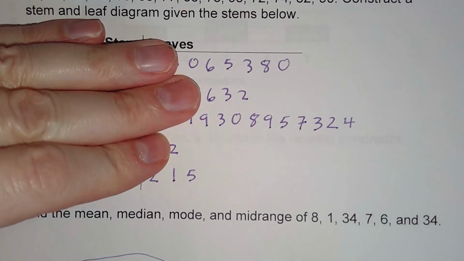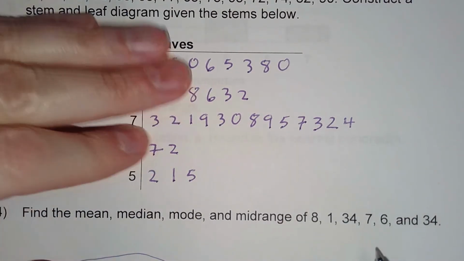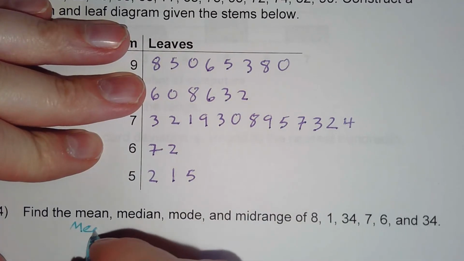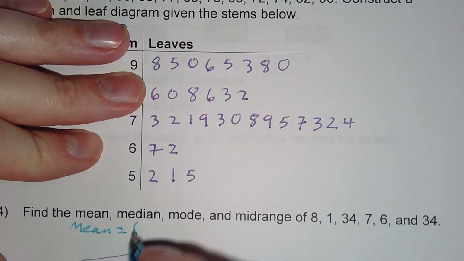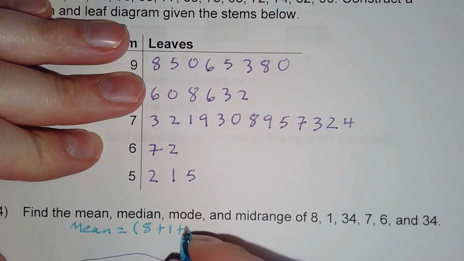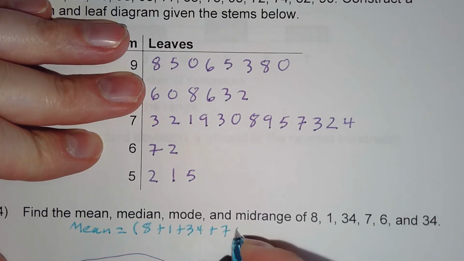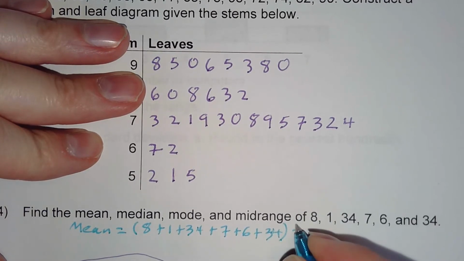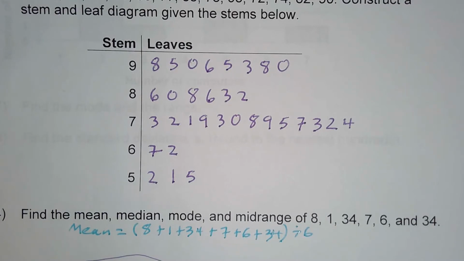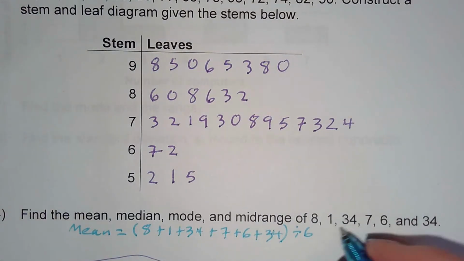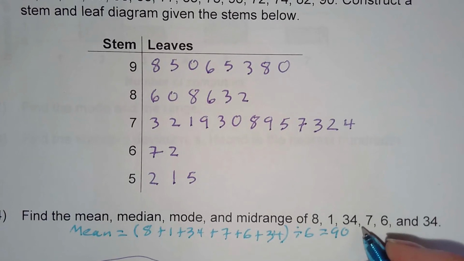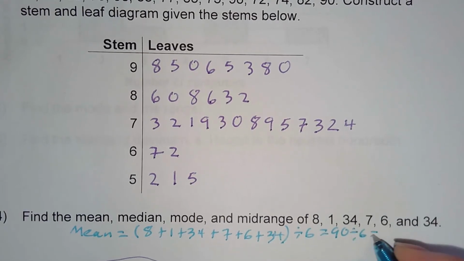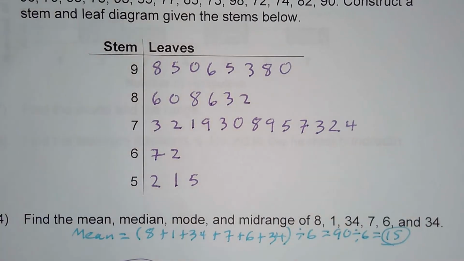Now to get the mean, we need to add these 6 numbers up and then divide by 6. So we're just going to sum those numbers up. And I think that adds up to 90. So we're going to take 90 divided by 6, and that will give us 15. So there's our mean.